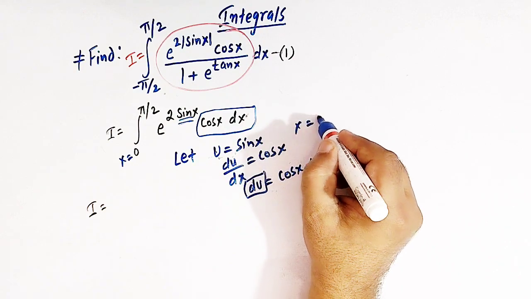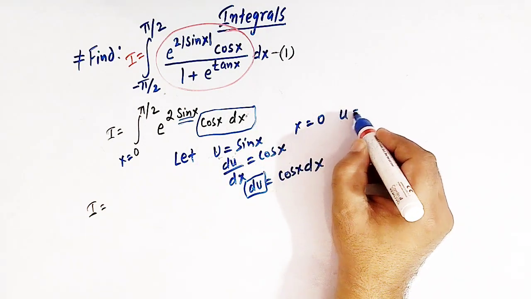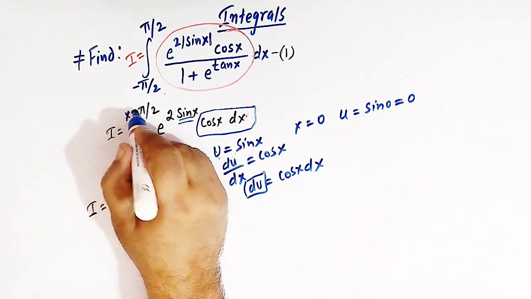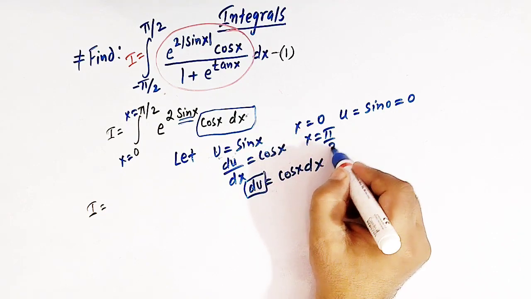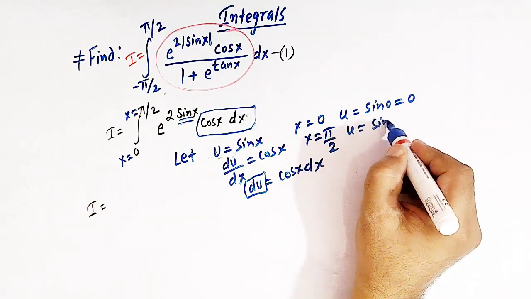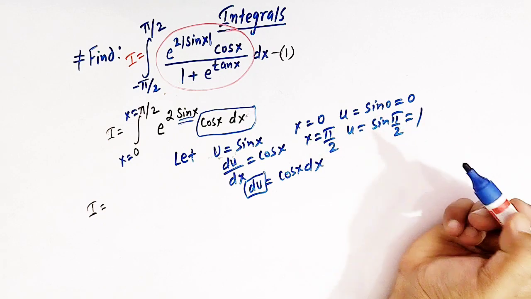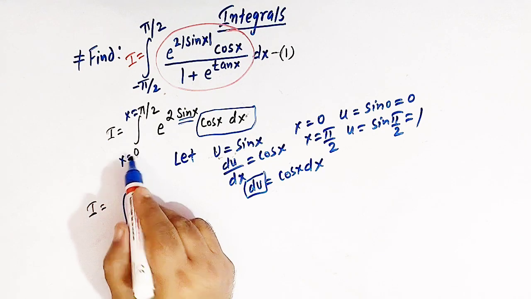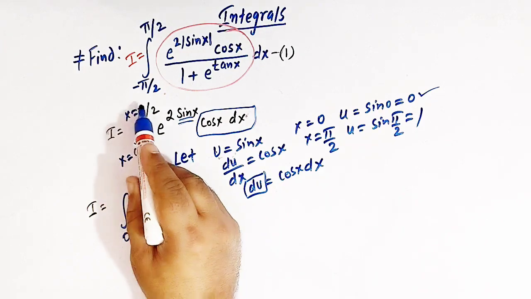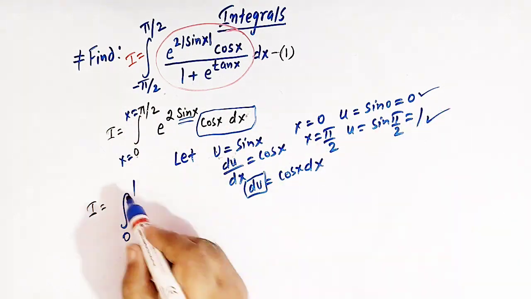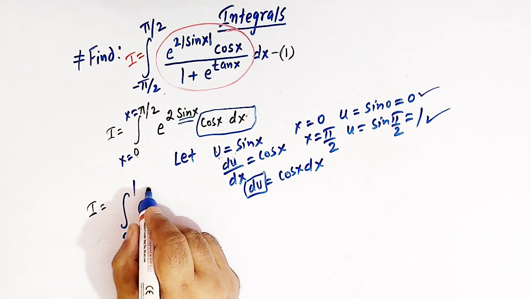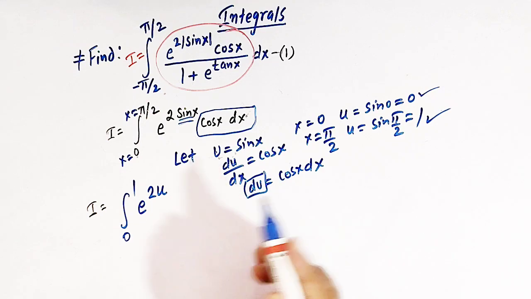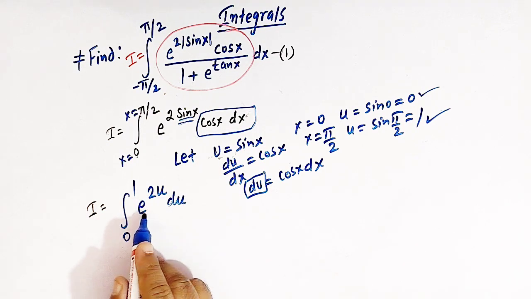So when we have x is equal to 0, then the value of u is sine 0, that is equal to 0, right? And when x is pi by 2, then the value of u is sine pi by 2, right? Sine pi by 2 is 1. So now this integral takes the form that is 0 to 1, because when x is 0, u is 0. When x is pi by 2, u is 1. So we have 0 to 1 e raised to 2u, and for cos x dx, we have du, right?